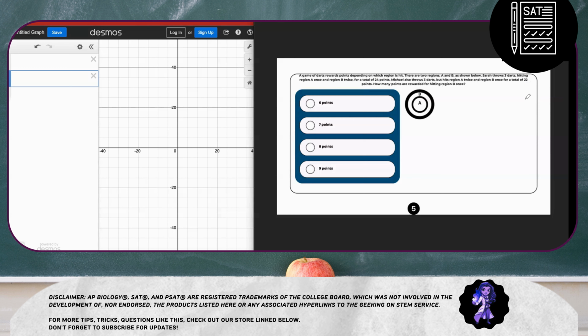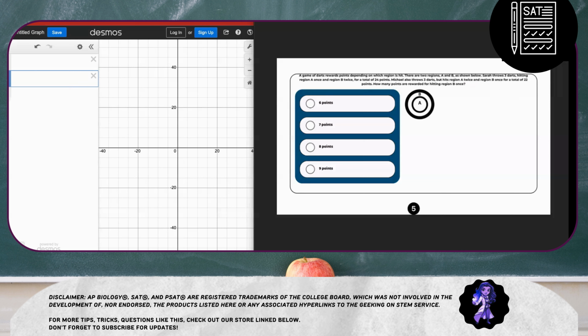However, they also tell you that the different regions, A and B, are assigned different point values. So, for example, they're assigned different points that lead them to the final score. You, as the test taker, have to figure out the rewarded points for region B. And also, you're told that Sarah collects her 24 points by collecting different points in regions A and B. And Michael, too, collects his points in the different regions in different ways as well.